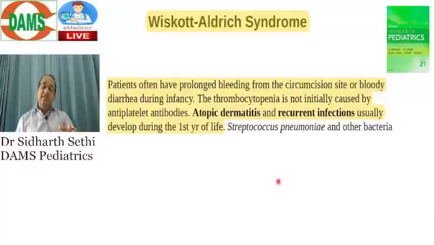Now, this clinical history is also very classic. The most common presentation of Wiskott-Aldrich is bloody stools during infancy and prolonged bleeding. In fact, many students told me that this was an 11-month-old baby. So classically, bloody stools during infancy. Remember, thrombocytopenia is not because of antiplatelet antibodies, so this option is out. They have atopic dermatitis and recurrent infections.